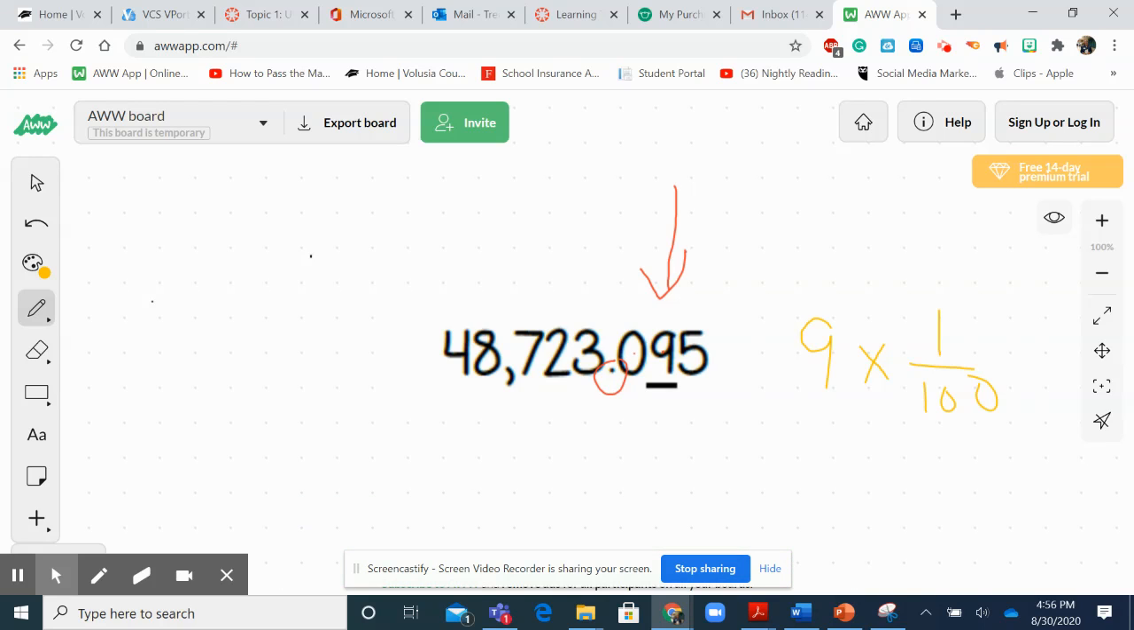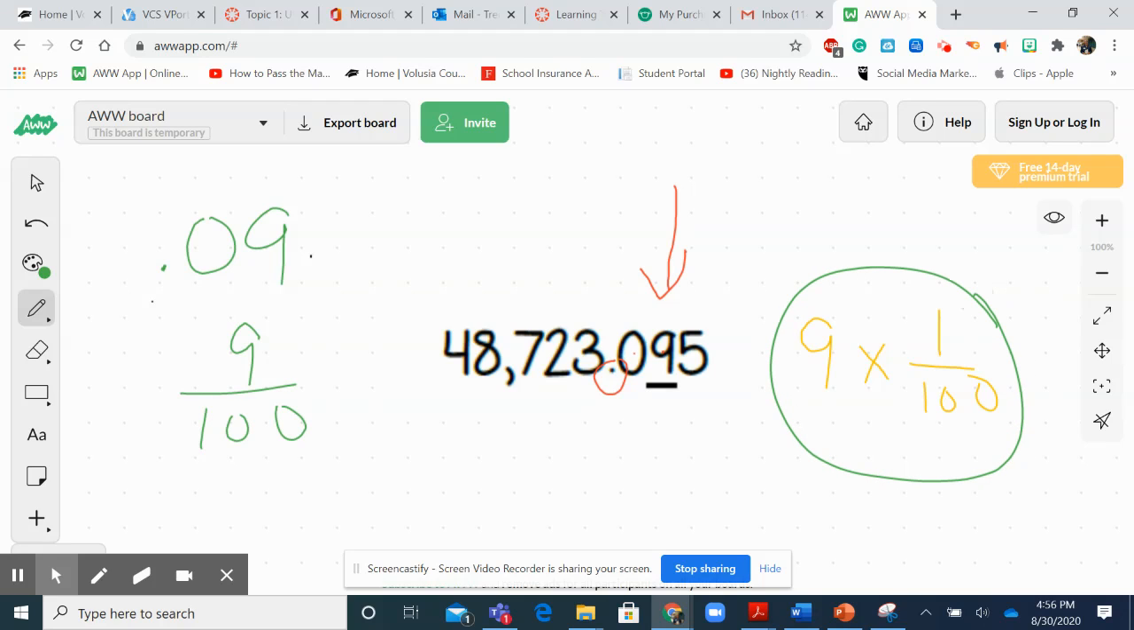So let's review real quickly the 3 ways. 1, we have a decimal, a 0, and then a 9. That is how you would say 9 hundredths, the value. Then we talked about a fraction, 9 over 100. And then our last way is over here with 9 times 1 over 100.